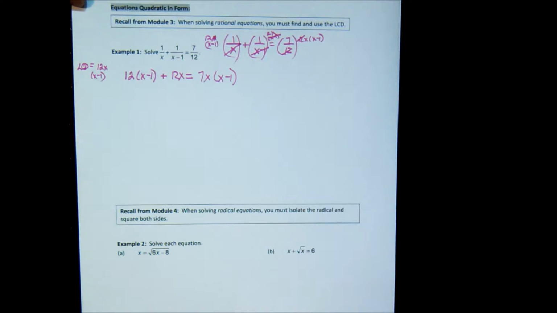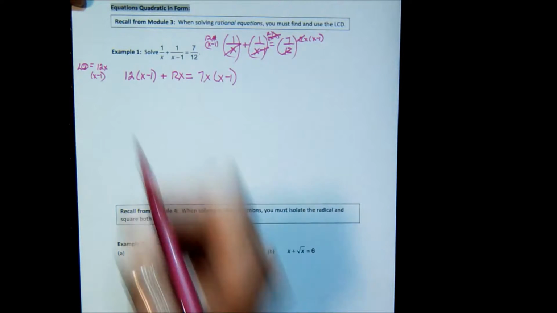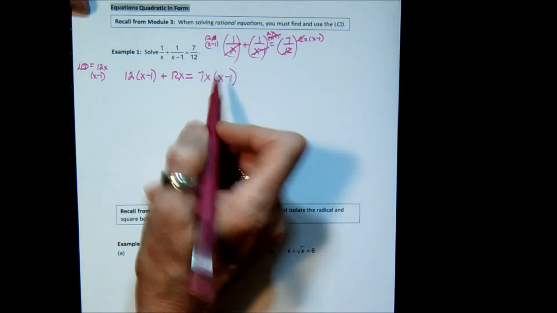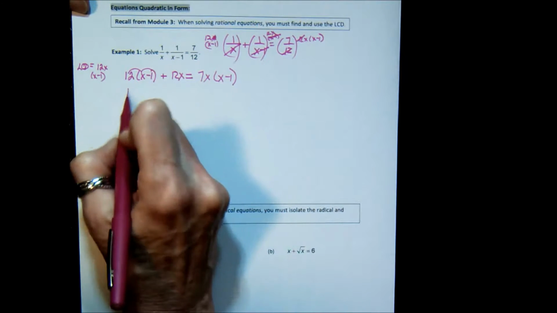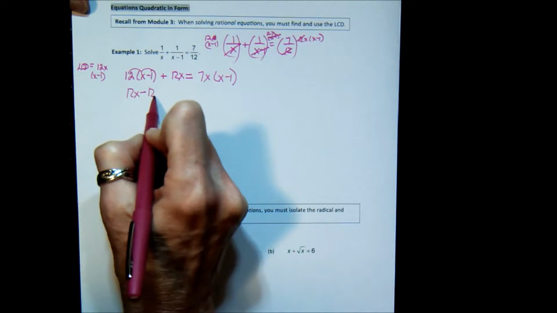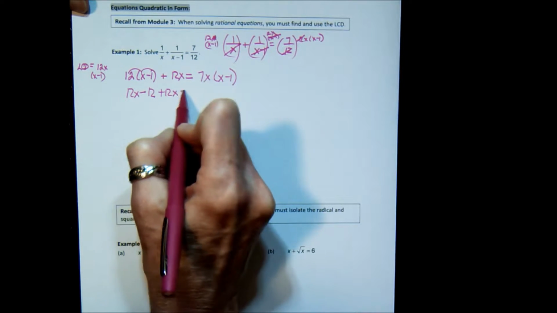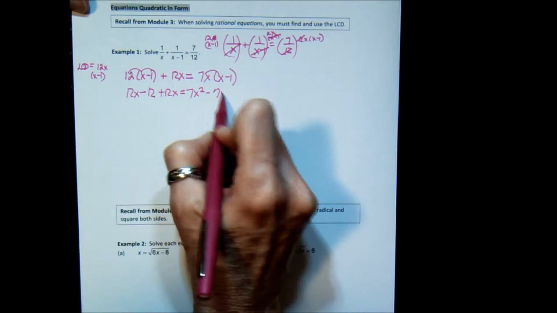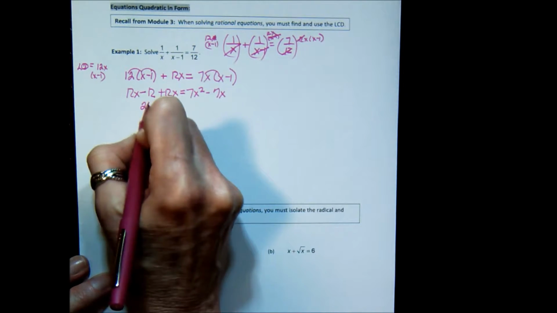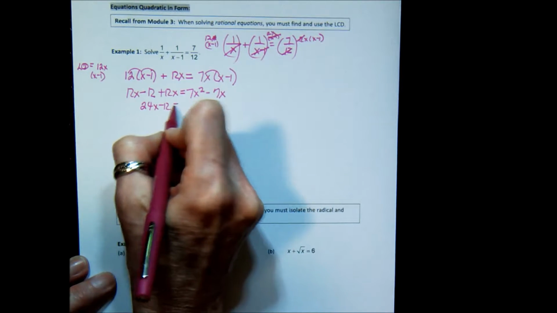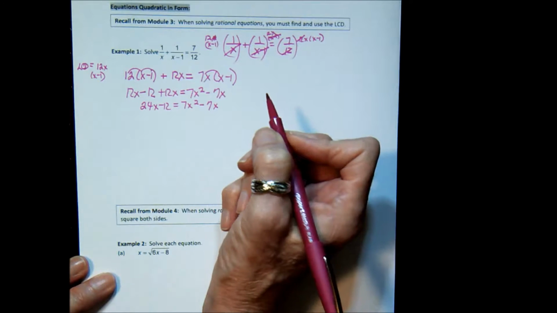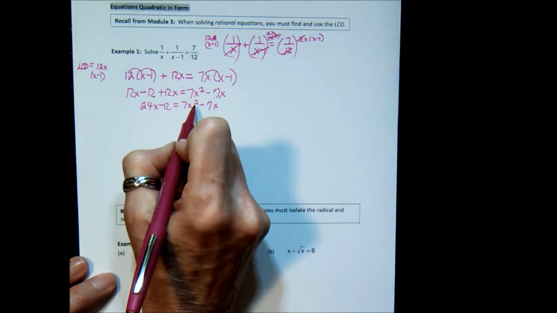Now at this point it's almost difficult to see what we have, so we're going to go ahead and distribute in these two instances and see what we've got. So 12x minus 12 plus 12x equals 7x squared minus 7x. I'm going to combine like terms here. 24x minus 12 equals 7x squared minus 7x, and as soon as you see that squared term, you know that it's quadratic.